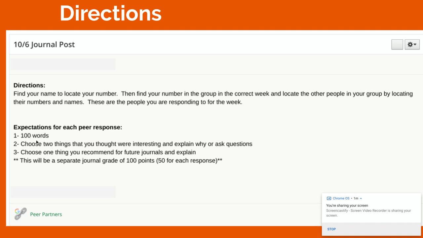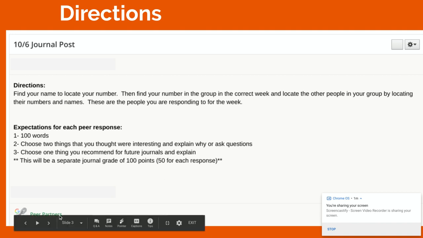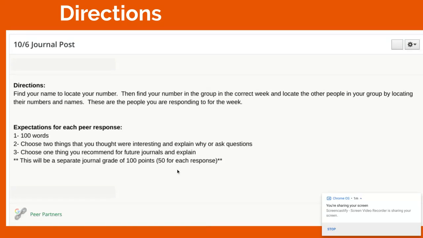So it was 100 words, 2 things you thought were interesting, and 1 thing you would recommend for future journals. And this is the sheet of peer partners that I'll show later.